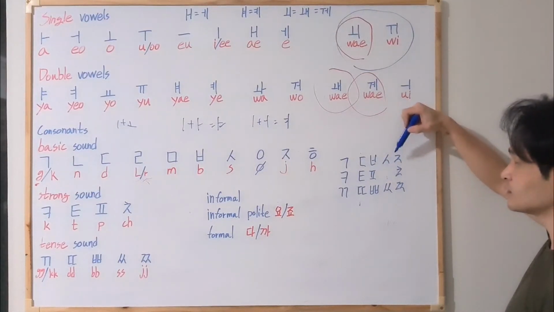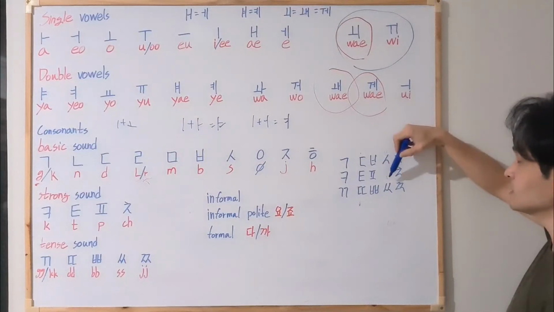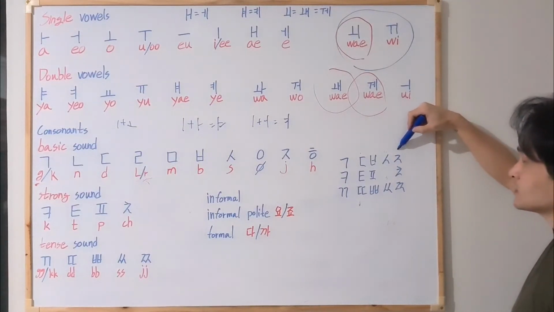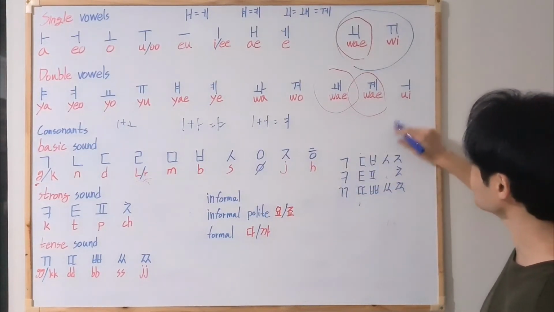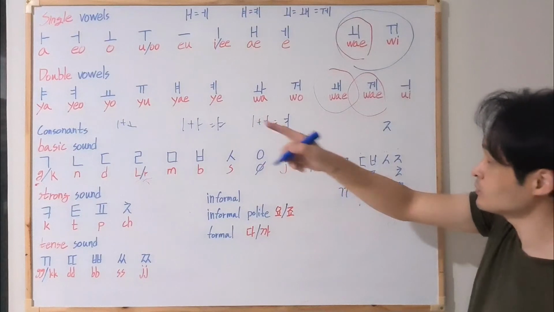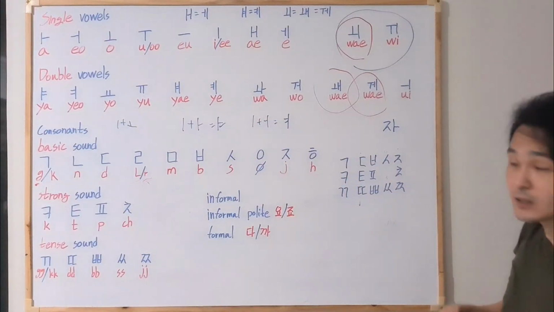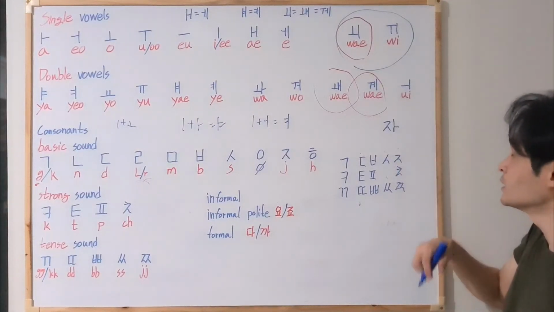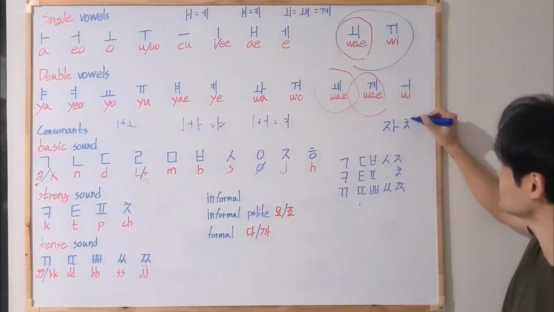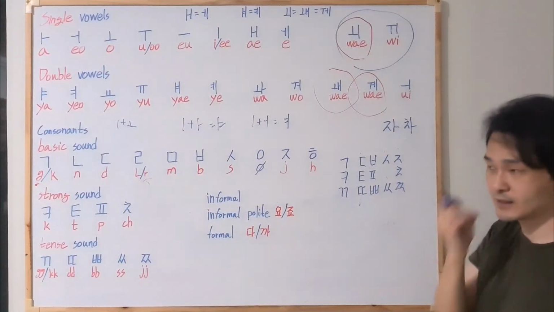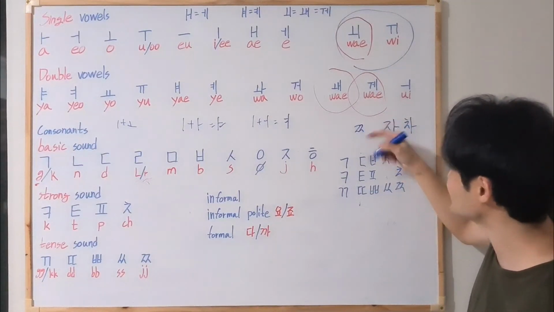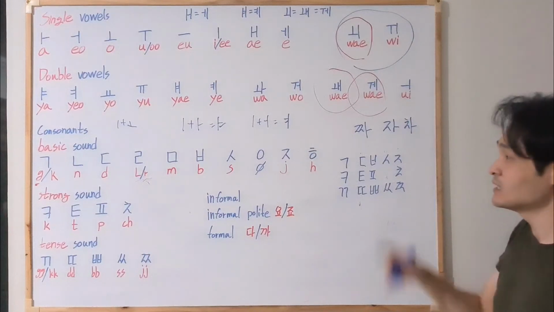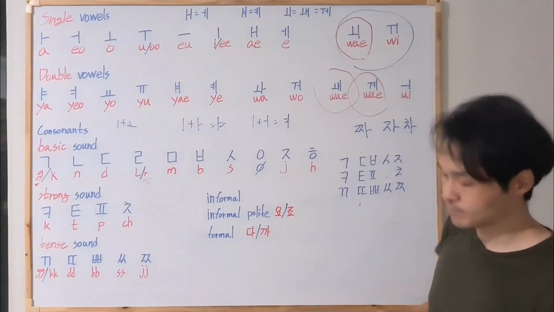자, 스, 스. It's hard to make different. 자, this one. 즈, 츠, 즈. For example, consonant 즈, vowel 아, 자, basic sound. Consonant strong sound 츠, 아, 차. And tense 쯔, 아, 짜. 오케이?